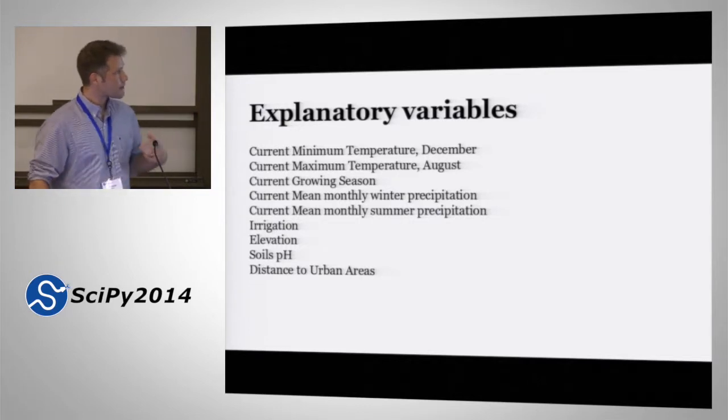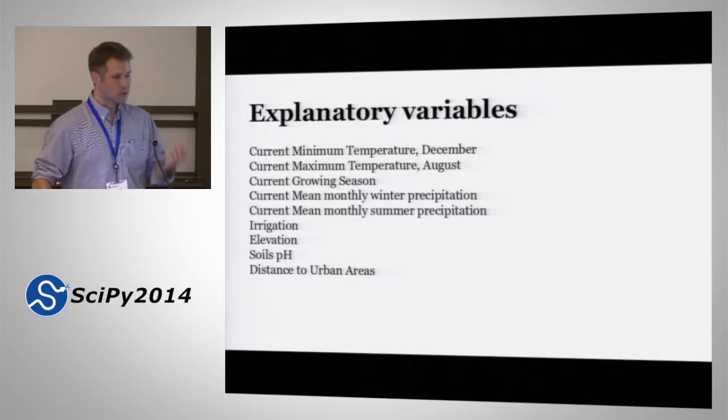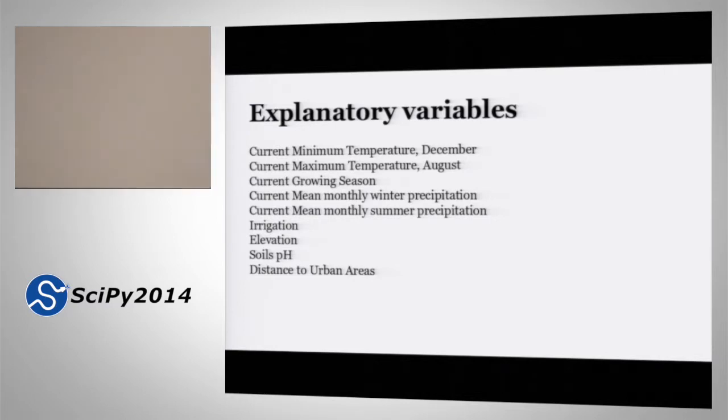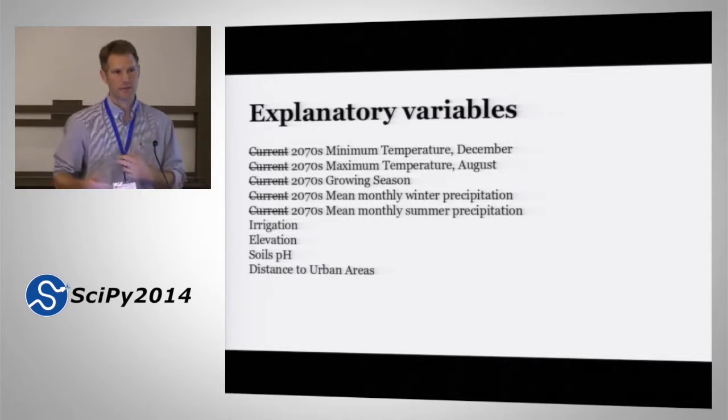Many of them are climatic: temperature, growing season, precipitation. A lot of them are not climatic. So we have things like irrigation, elevation, soils, distance to urban areas. These explain more than 93% of the variance that we see in agricultural zone distribution. So our goal is to basically swap those current data sets out with projected future data sets.